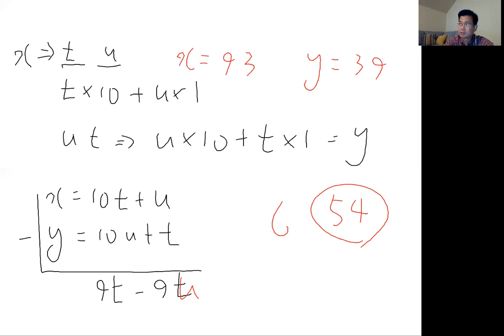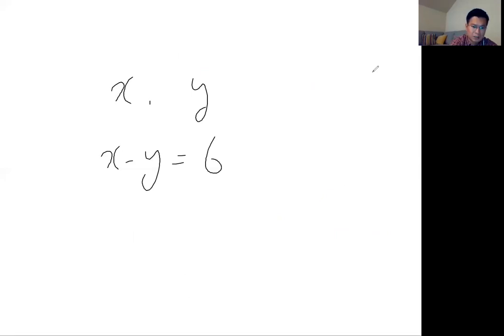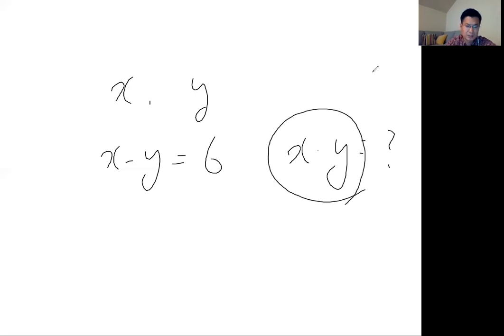Okay. And the next question: what is the smallest possible value for the product of two real numbers that differ by 6? If you look at the question, two real numbers, x and y, have to differ by 6, which means x minus y has to be 6. And then the question is asking about the product, x times y. You have to figure out the smallest possible value for the product.